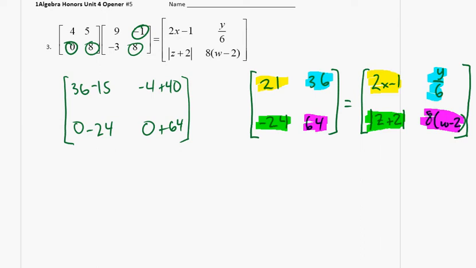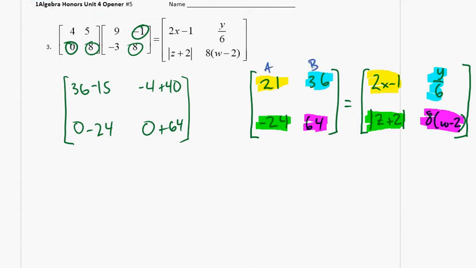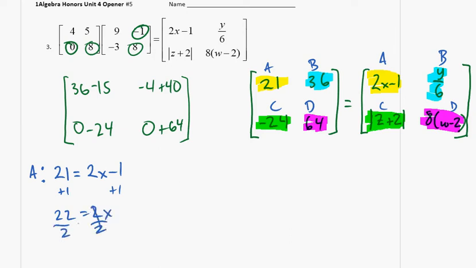So essentially, you have 4 separate equations that you're going to solve one at a time. Maybe we will name them A, B, C, and D. And they match up over here with A, B, C, and D. And we're just going to set A equal to A, B equal to B, C equal to C, D equal to D. We're going to solve 4 equations in order to find the values of x, y, z, and w. Alright, so I will start with equation A. 21 equals 2x minus 1. Add 1 to both sides. 22 equals 2x. Divide both sides by 2, and you end up with 11 equaling x.